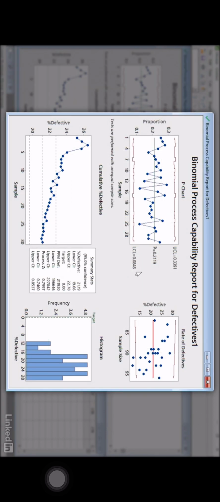It looks like the process is very nicely in control. Nothing out of control here. Look at the summary stats. Percent defective is 21.19, which corresponds to the center line here. The process Z is approximately 0.8. To get to sigma level, add 1.5 to 0.8, which gives us a sigma level of 2.3.